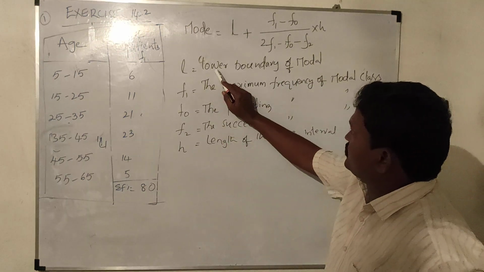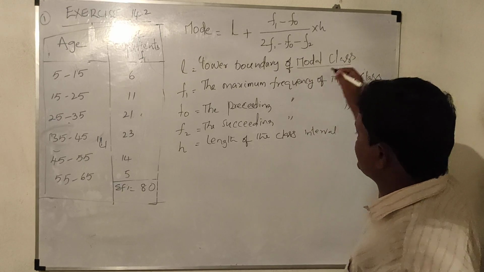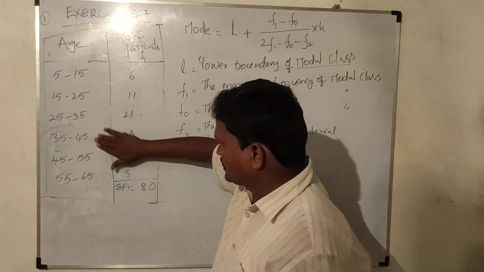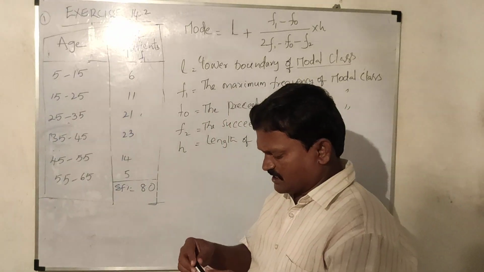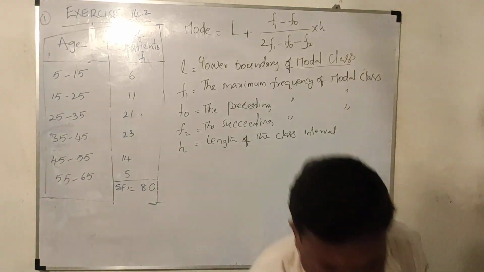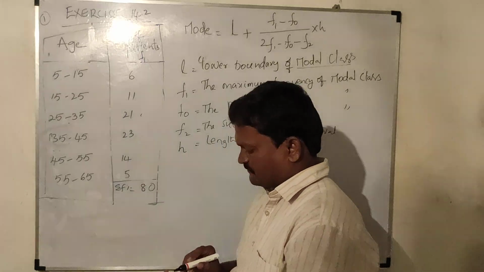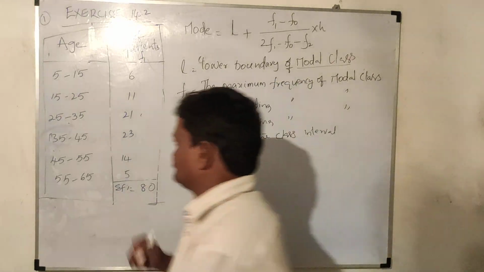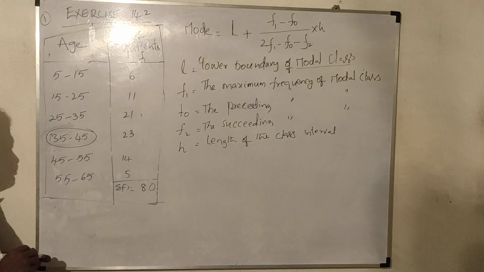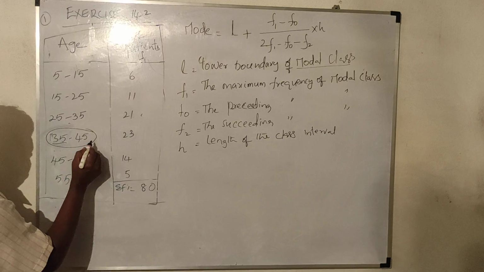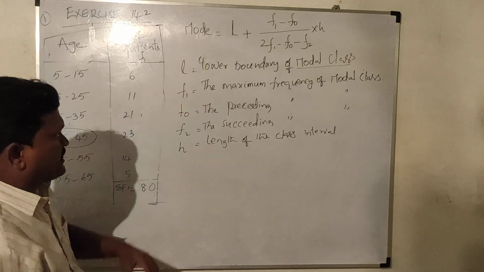In the mode formula, L is the lower boundary of the modal class. What is meant by modal class here? The modal class means the class which has the highest frequency. What is the highest frequency among these frequencies? 23. Then this class will be the modal class. In that, this is the lower boundary and this is the higher boundary, so the lower boundary is called L. Next, F1, the maximum frequency.